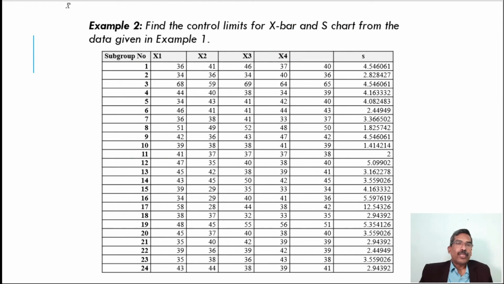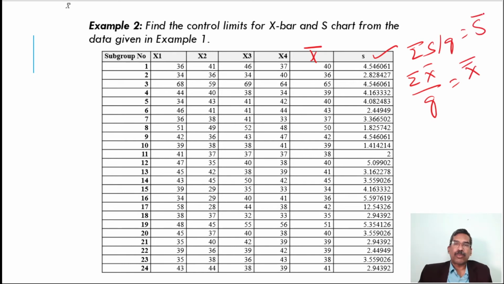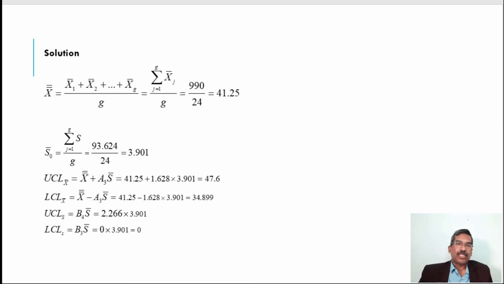we have calculated the value of x bar for all the different subgroups, and this is the standard deviation. Using this standard deviation, we can find the summation of s and the summation of x bar, and then we can divide this value. This will be x double bar, and if we divide this value, this will be s bar.